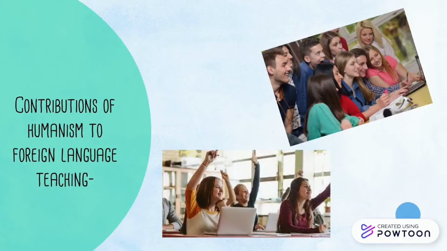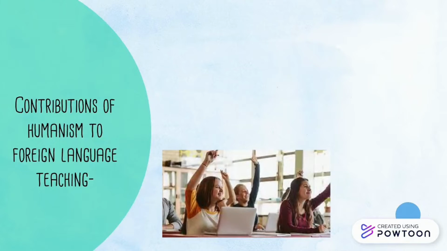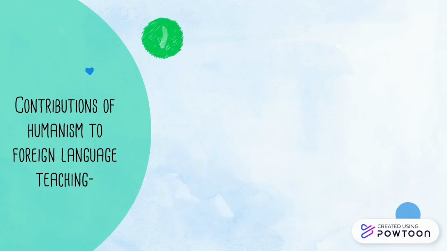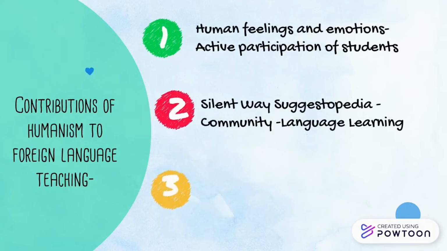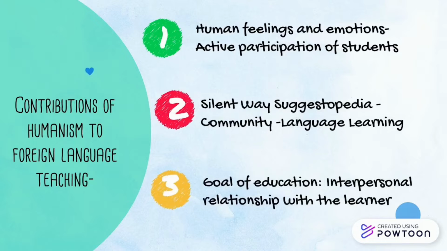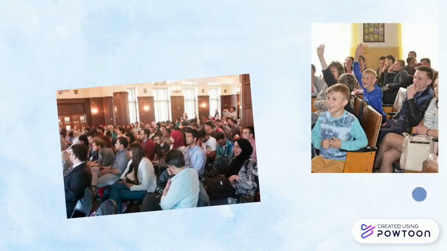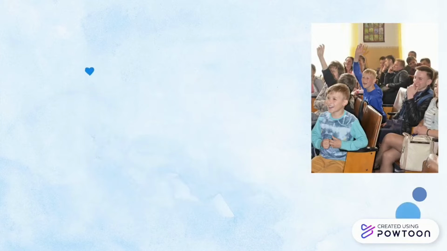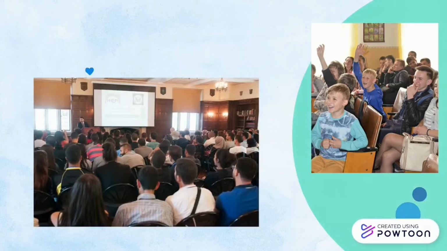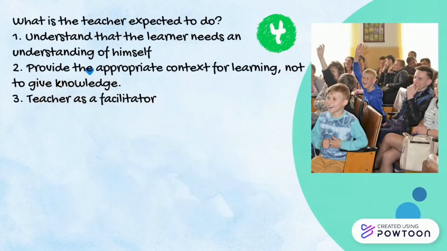Humanistic approaches prioritize the development of human values, the development of self-awareness and understanding of others, human feelings and emotions, and the active participation of students in the learning process. Language teaching methods such as the Silent Way, Suggestopedia, and Community Language Learning are based on the principles of humanism. It is also important to know that the transition from teaching to learning is heavily emphasized in language teaching today. What is the teacher expected to do?